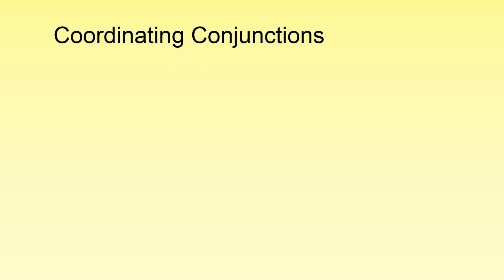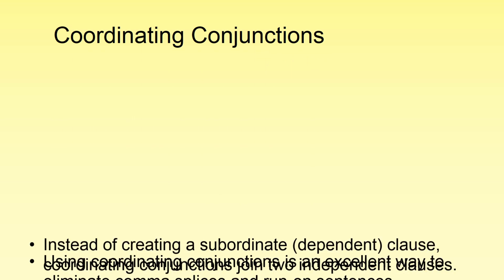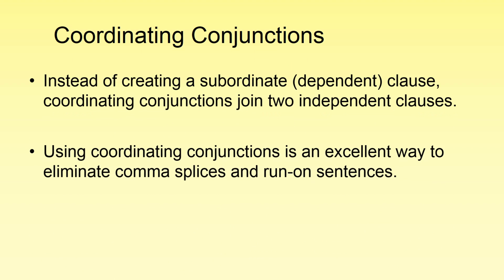Now that we've seen simple sentences and sentences that contain independent clauses and dependent clauses, let's take a look at sentences that contain two independent clauses. In other words, two sentences. One way that we can join two sentences or two independent clauses together is coordinating conjunctions. Coordinating conjunctions, instead of creating a subordinate dependent clause, they join two independent clauses. It's an excellent way to eliminate comma splices and run-on sentences.